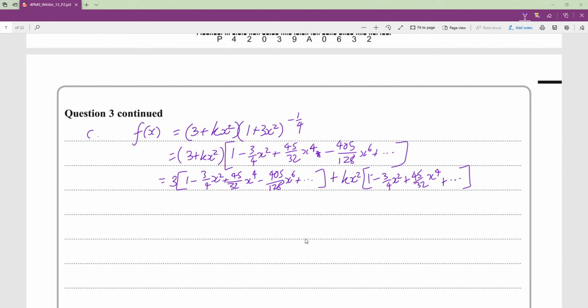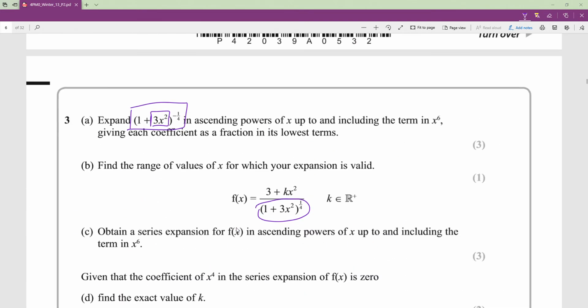And now we can sum up these terms as neatly as possible. We'll have our first bracket, constant term, plus an x squared term, plus an x to the 4 term, plus an x to the 6th term, plus dot dot dot. And this is how I would like to keep the binomial expansion, as neat as possible.